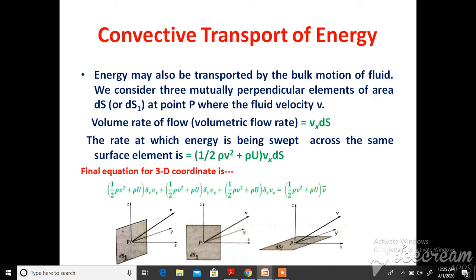We can write this for all coordinates, for y and for z. So the overall equation in 3D coordinates is (1/2 ρv² + ρU) δx Vx, where δx, δy and δz are the unit vectors. The first part represents the energy flow in x direction, the second the energy flow in y direction, and the third the energy flow in z direction, equal to overall (1/2 ρv² + ρU) times vector v. So this is the overall energy in all the directions.